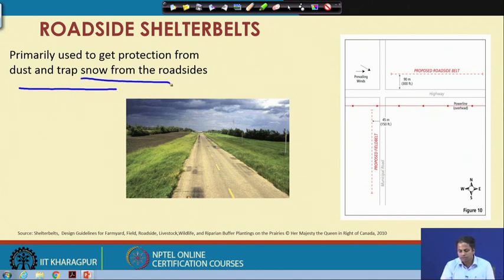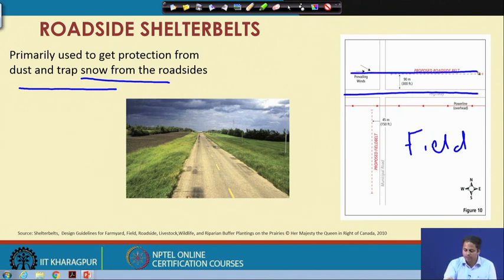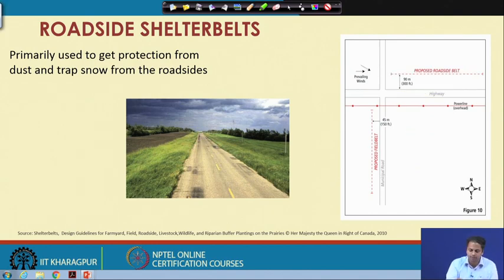Suppose this was your field, and this is a highway. The proposed roadside belt should be at least 30 meters away. Ideally, it should be around 90 meters, but at least it should be 30 meters away from the highway. There are different design steps, but since our objective is not to design roadside shelter belts, I am just explaining briefly here.